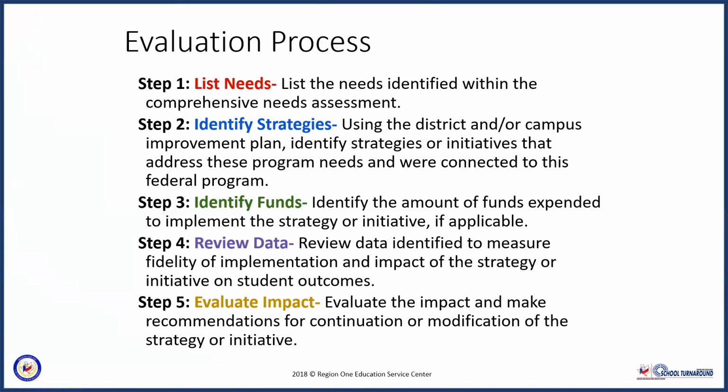Okay, so in that, you identify strategies or initiatives that address the program needs and were connected to the federal program. So if you're evaluating Title I Part A, you're not going to evaluate Title I Part C or Title III. You're completely sticking to Title I Part A strategies and strategies that were supported by Title I Part A funds. So in this one, you really do want to stick to programs. If you come to your Title III program, whatever supplemental services you provided there for supplemental training or supplements for students, then you evaluate that completely separate and not looking at the other title programs.